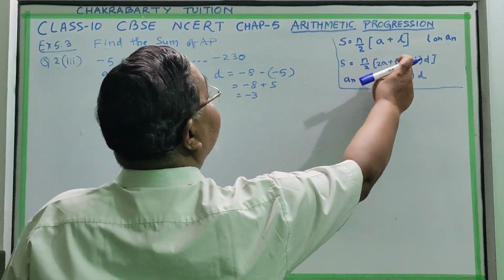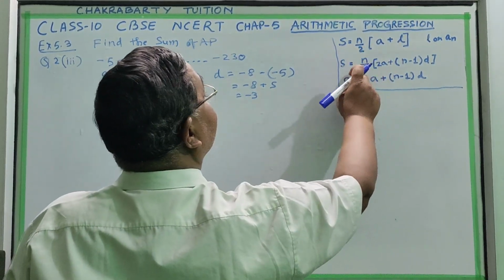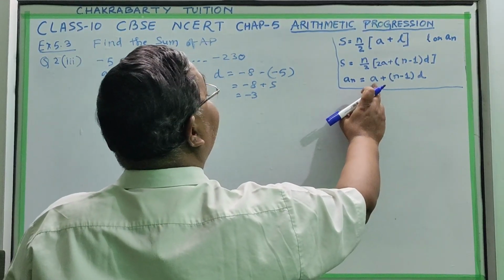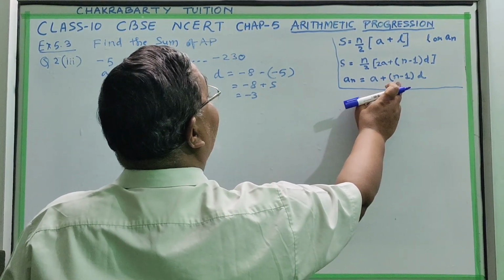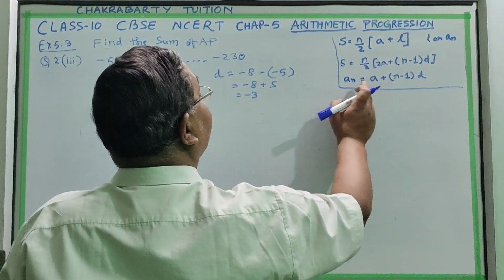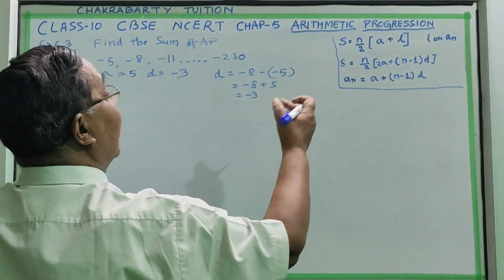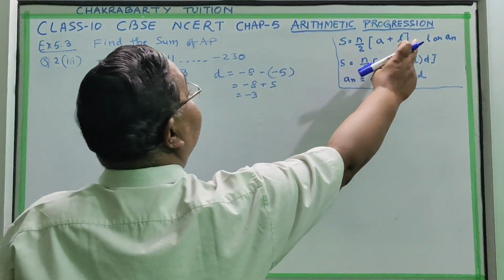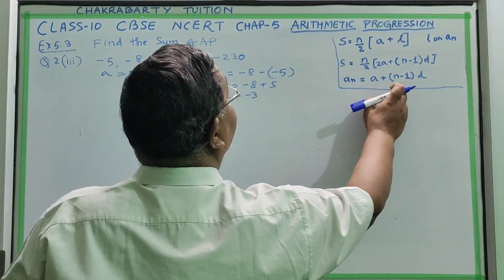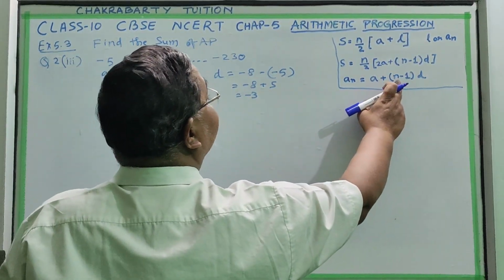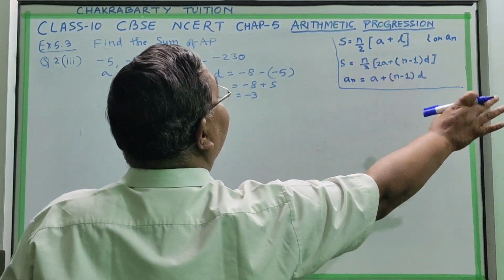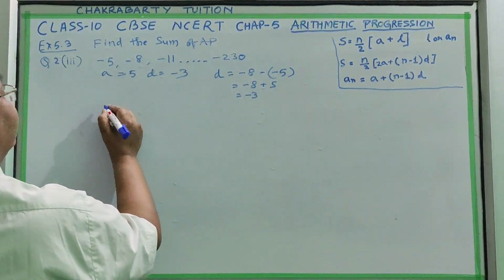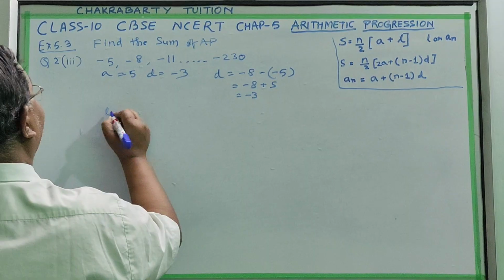Now if for any sum we require only n, we have to calculate n, and a we have, d we have. So by this formula we can get n. Then an means the last term. So here the last term is minus 230. In place of an we can use L also. So this formula we are using, we will find n first, and then with any formula we will calculate the sum. So first we will find n.